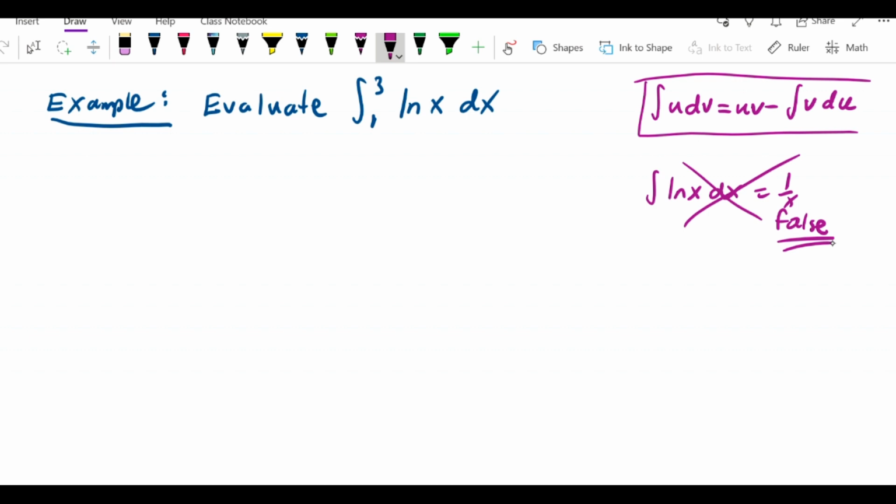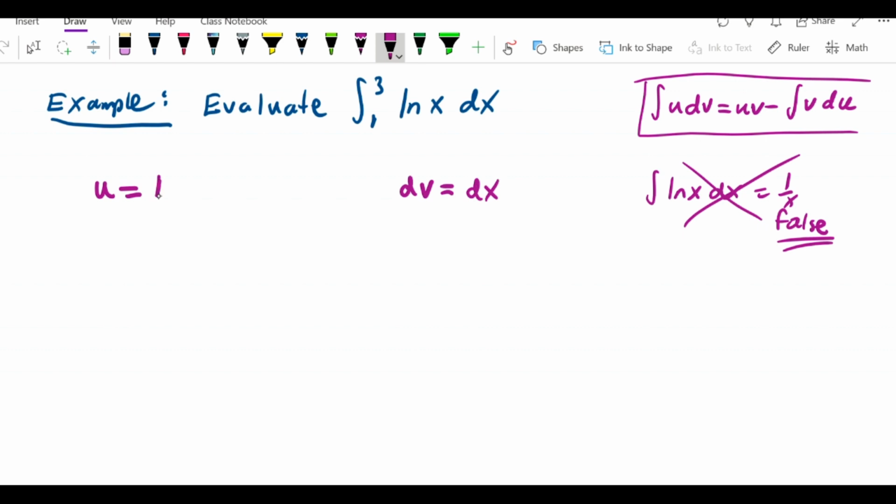So the question is, we want to choose u and dv. How are we going to do that in accordance with the principle that we want dv to be something that we can find an antiderivative of? It turns out that in this case, the easiest way to do that is going to be to set dv equal to dx, and that's really the point that we want to make here, which is that sometimes dv equals dx is a good choice.